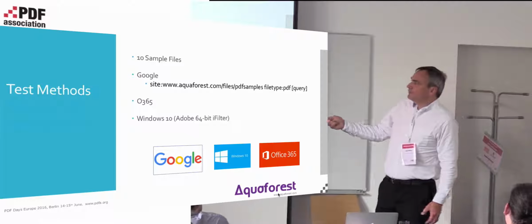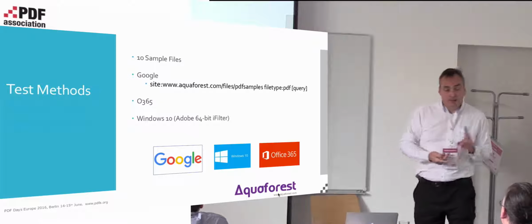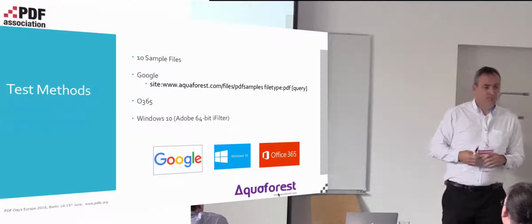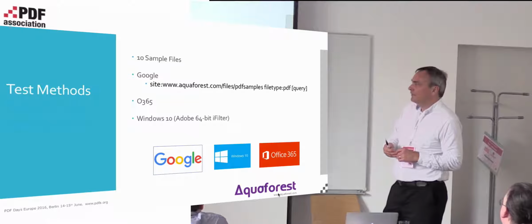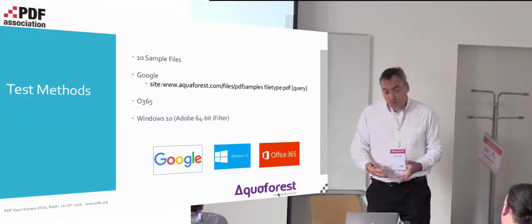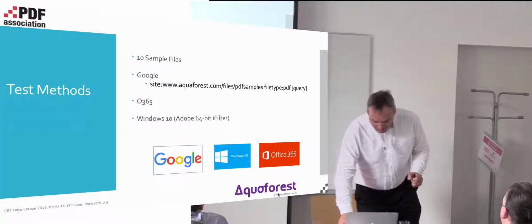And we ran test searches against Google, Office 365, and on Windows 10 using the Adobe 64-bit iFilter, which I think is version 11, the current one available on the site. And what we did with each of those files is run our queries and see what the results are going to be.